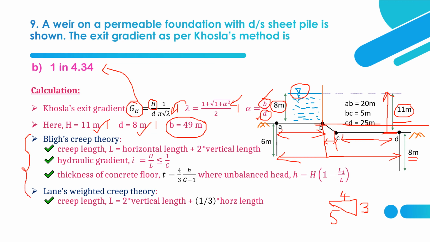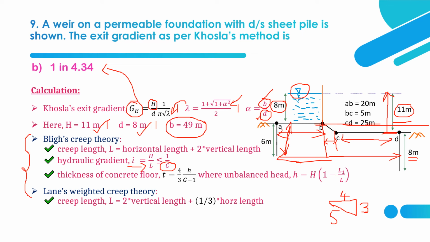Now we shall see more about other theories like Bligh's creep theory and Lane's weighted creep theory. In Bligh's creep theory, we have creep length as horizontal length plus 2 into vertical length. So this is the vertical length and this is the horizontal length. Horizontal length has to be taken as such, and we have to multiply by a factor of 2 for vertical length to calculate the creep length. So hydraulic gradient we know is H by L, and that shall be less than or equal to 1 by C, where C is the creep coefficient.